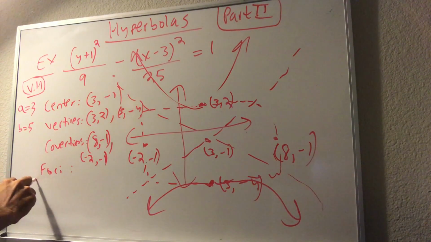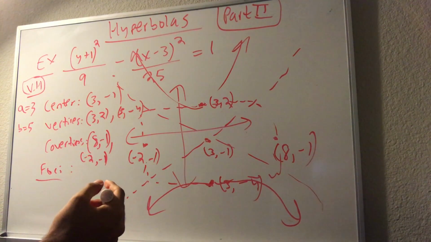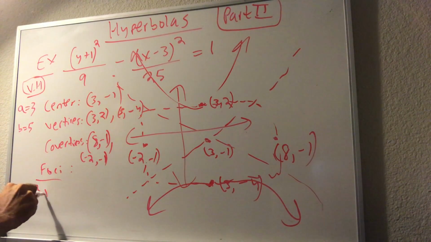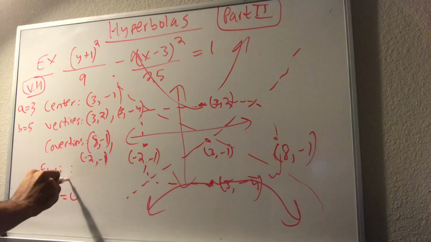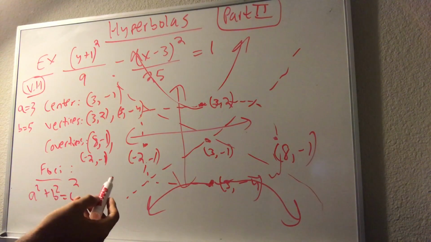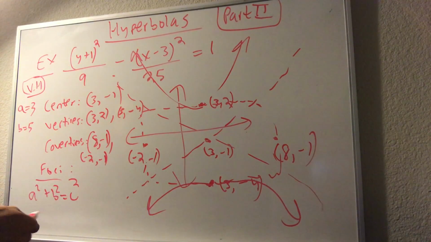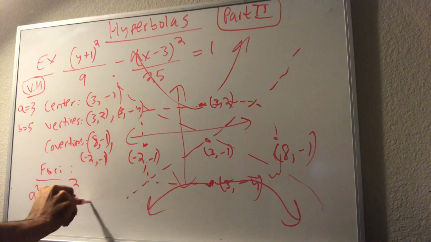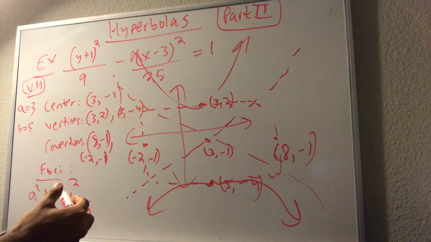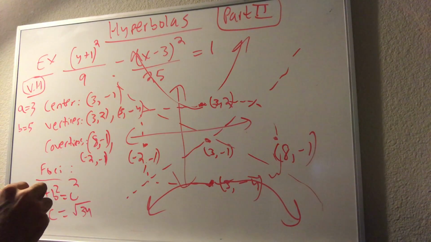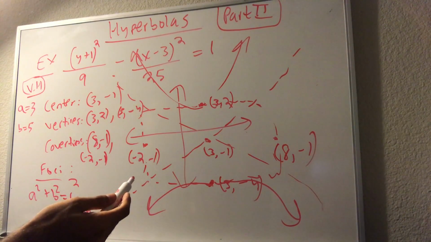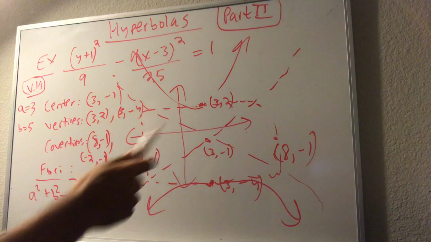Now we're missing the foci, right? And again, if you remember from the previous lesson, that formula is a squared plus b squared is equal to c squared. And so looking at this, we already know a squared is 9. We know b squared is 25. You add those, you get 34. C squared is 34. Therefore, c is the square root of 34. Now you know that this is the distance from the center to your foci, basically, on both sides.